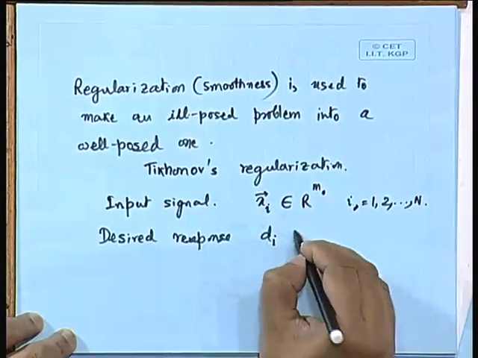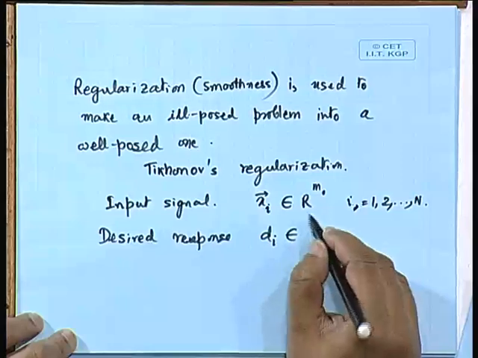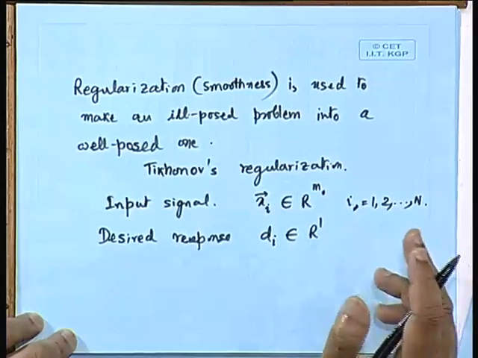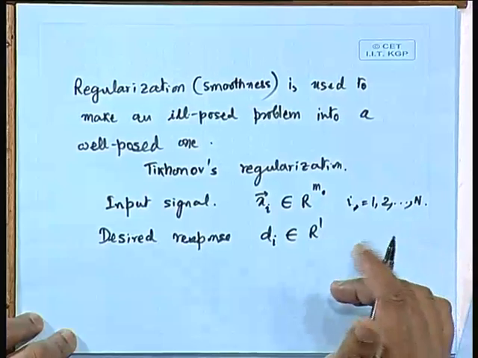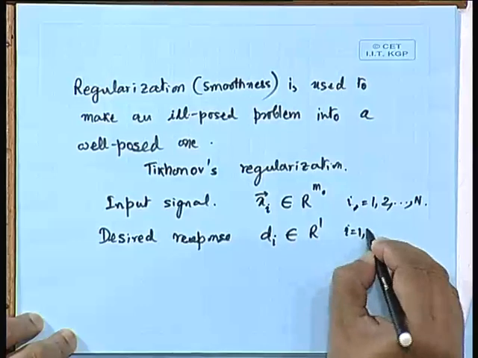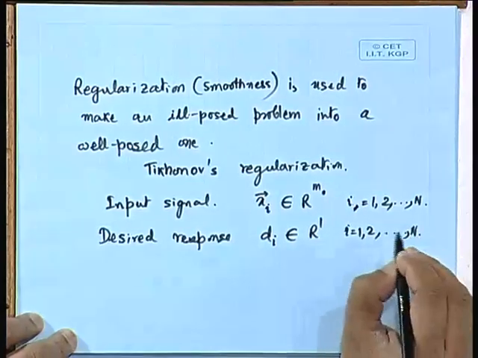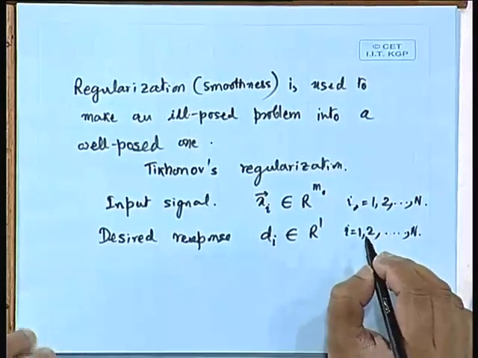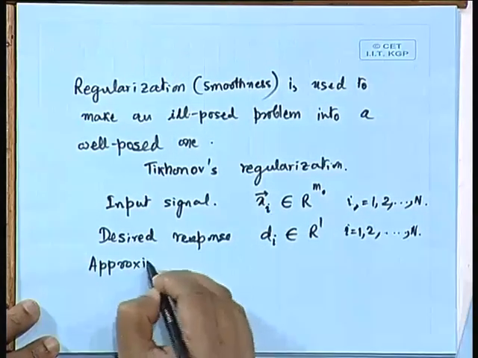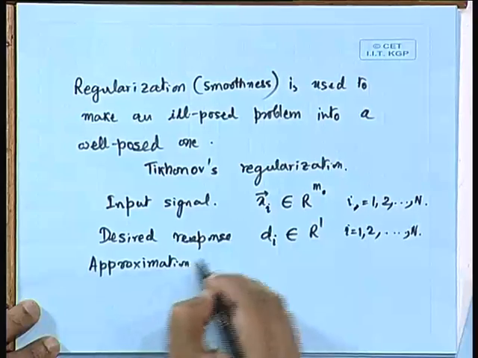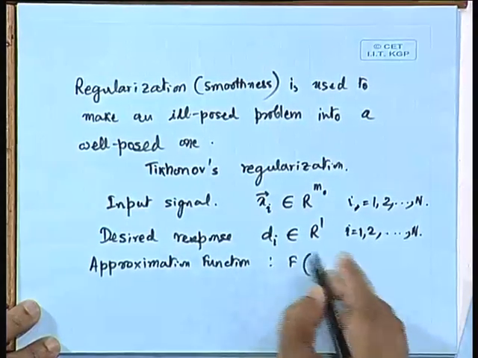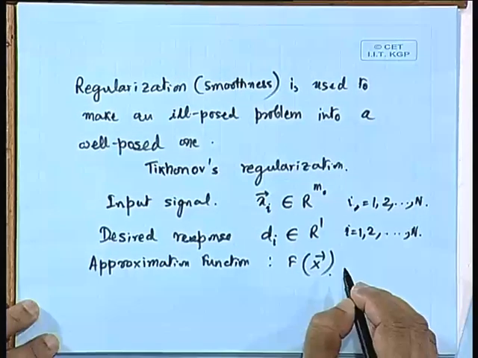So, di, in this example, is getting mapped into just one output, so we are assuming only one output. So, di is getting mapped into R1 space, okay, with i equal to 1 to n, assuming that there are n patterns, and we considered the approximating function or the interpolation function, whatever you say. This approximating function is considered to be f of x, all right.